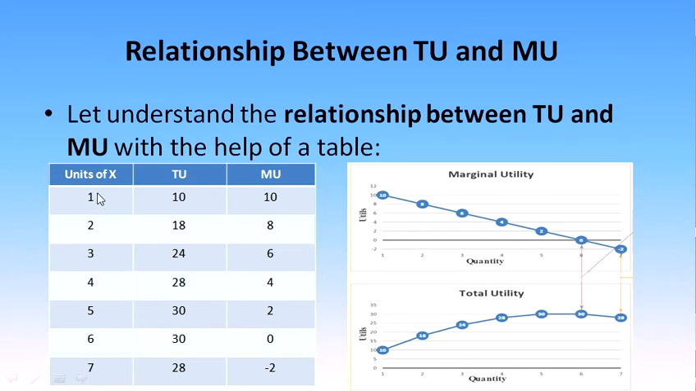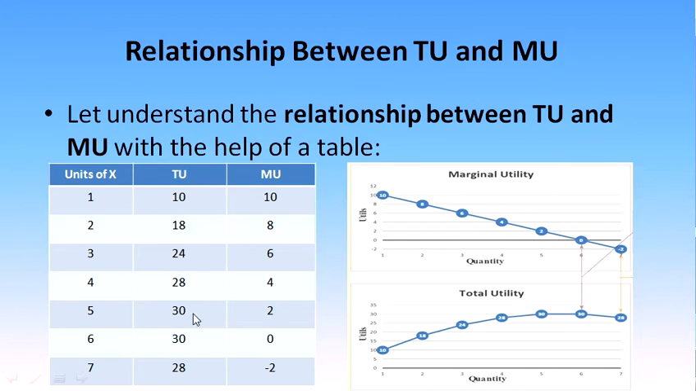If the consumer is consuming one burger, the first burger, the total utility that is coming is 10. As the consumer consumes the second burger, the total utility is 18. So this will keep on increasing. The total utility here we can see is increasing as the consumption is increasing. If the third consumption is taking place, the total utility is 24. When the fourth consumption is taking place, total utility is 28. And at the fifth, it has gone to 30.